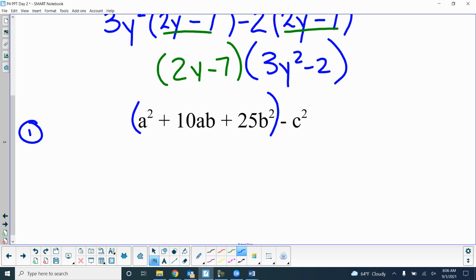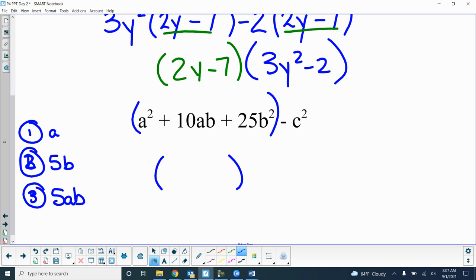Square root of a squared? a. Square root of 25b squared? 5b. What do I do for 3? Multiply them together, thank you. 10ab. Is it a special one? Yes, sir. Why? That's half of the middle one, right? So it is. So, what does it factor to?